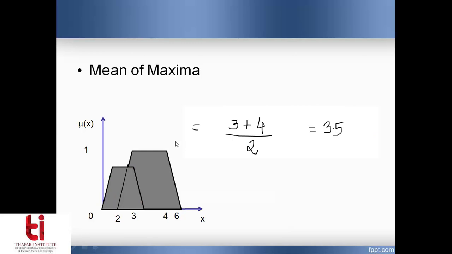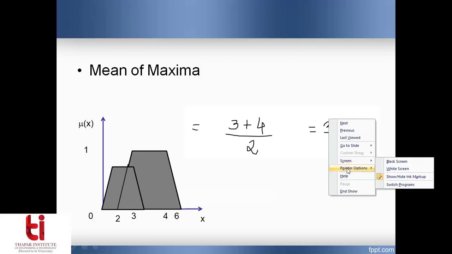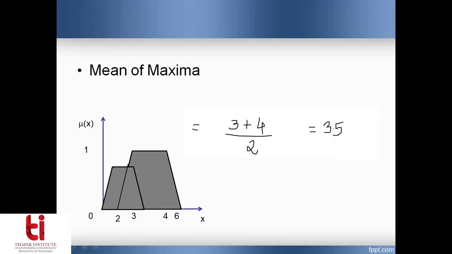Next we come to mean of maxima. This is very simple. What is the maximum membership value we are having in the aggregated output for this? That is 1. And what is the interval in which I am having this value of 1? It is between the interval 3 and 4. So I simply take the limits 3 and 4, divide by 2 and find the average. So this is mean of maximum.